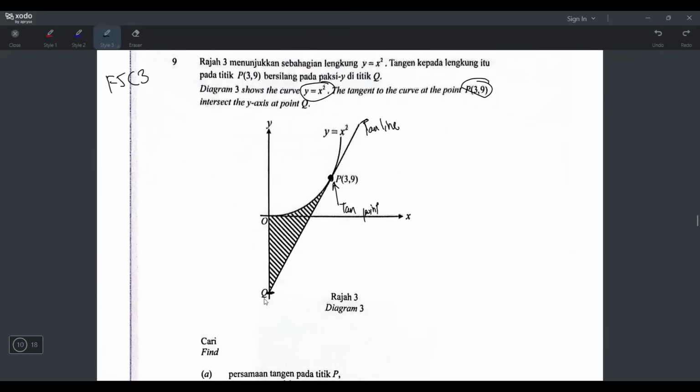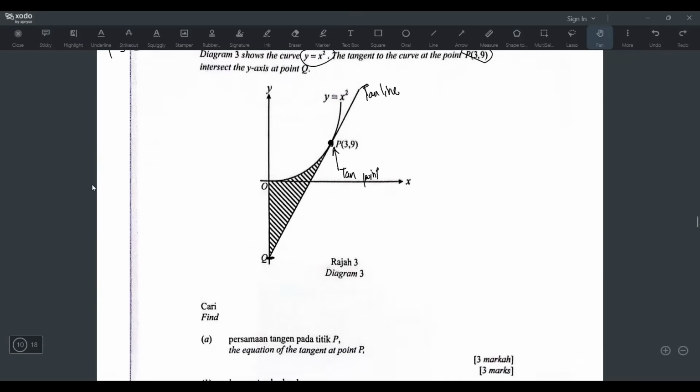But they never give us the coordinate for point Q. But I'm sure I can find it later. Yeah, it's possible, but you need to find your equation of tangent first. After you find your equation of tangent, then you can substitute x equals 0 to find the y-intercept, which is the point Q. Okay, but let's not do that first.